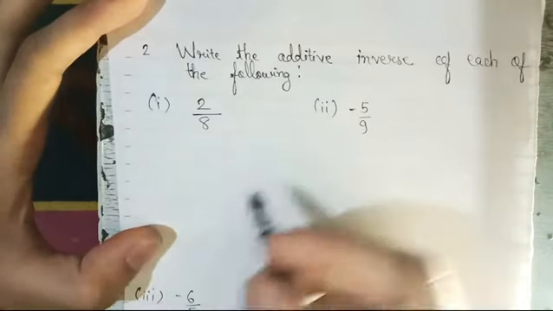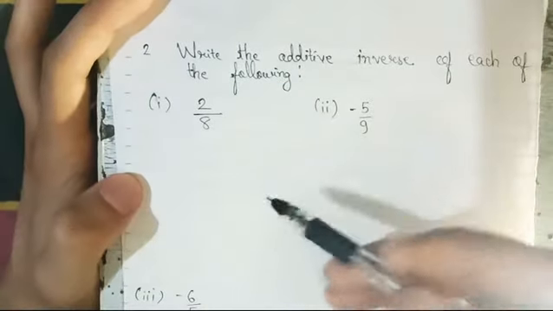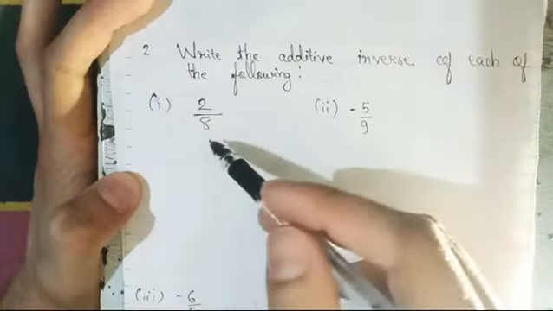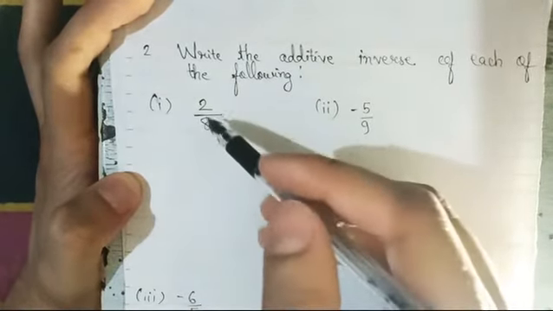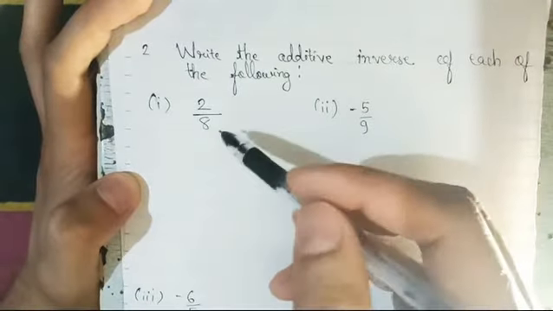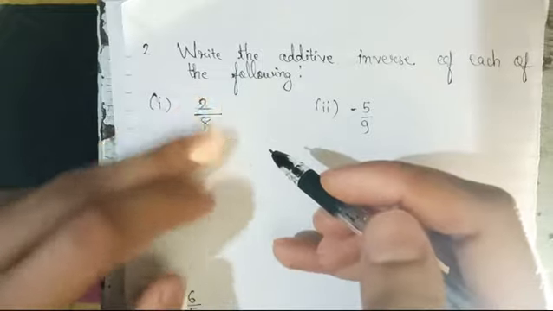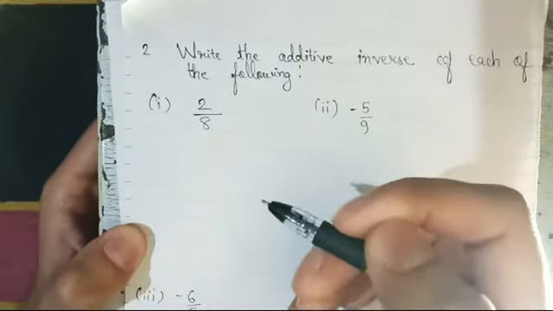Okay, now question number second. Write the additive inverse of each of the following rational numbers. Okay, so 2 upon 8 is given to us and we have to calculate the additive inverse. So, what we have discussed about additive inverse: a rational number which, when we add it to the given rational number, the answer will be 0. So 2 upon 8 is there.